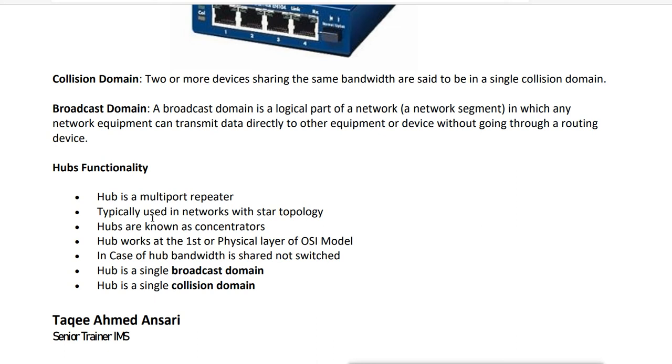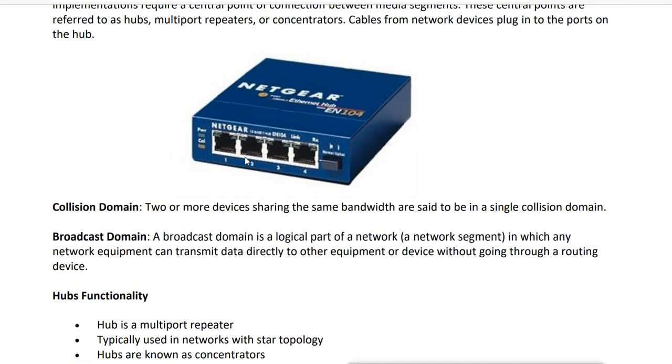It is typically used in a network with the star topology, but works like a bus topology. Hubs are known as concentrators. A hub works at the first layer of the OSI model, the physical layer. In the case of a hub, bandwidth is shared and not switched. That means if the hub says it is giving 100 Mbps speed, it will be shared with all the devices connected. That is why hubs don't have many ports; they have 4 or at most 6 ports only.